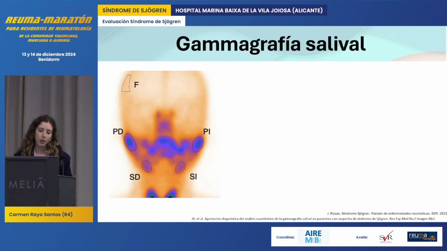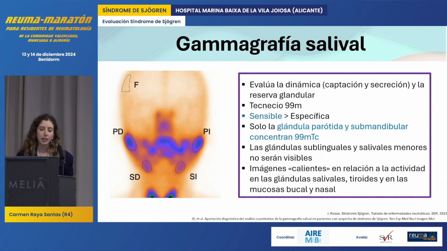Now I'll move on to salivary scintigraphy. It's a test that is currently used infrequently because we have other tests that are more helpful and easier to perform. However, this test does help us assess glandular dynamics and reserve. It uses technetium-99 and is more sensitive than specific. It only evaluates the parotid and submandibular glands, as these are the only glands capable of concentrating this technetium.